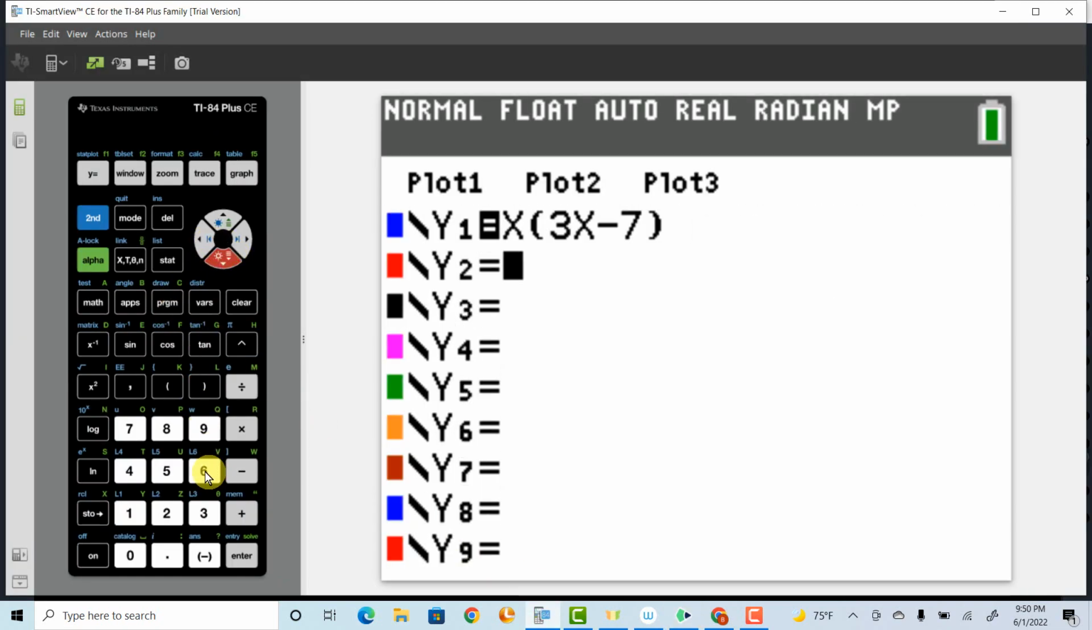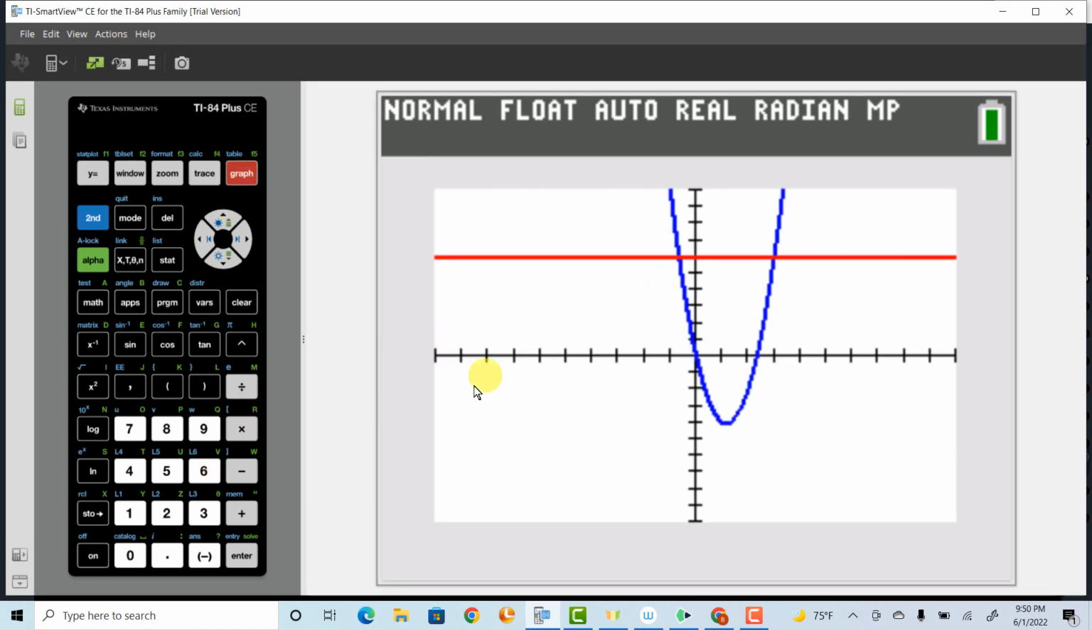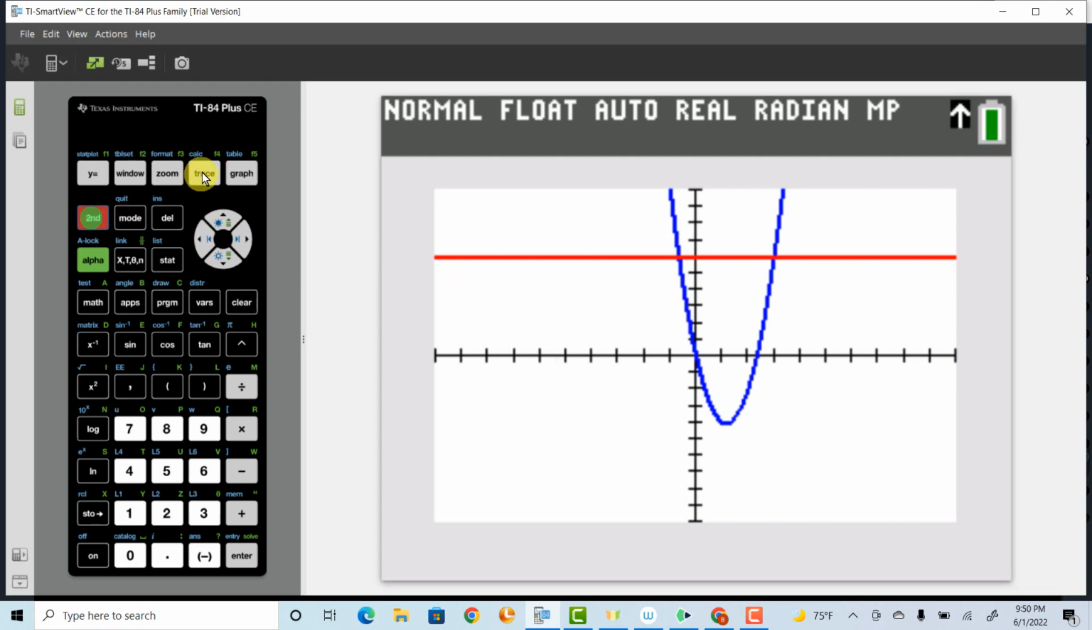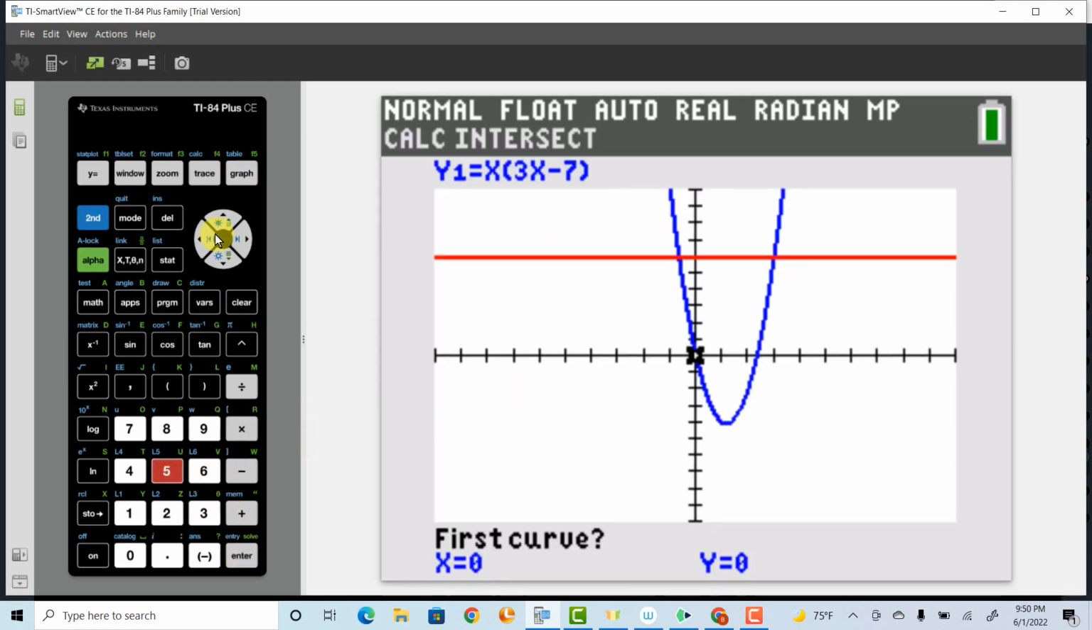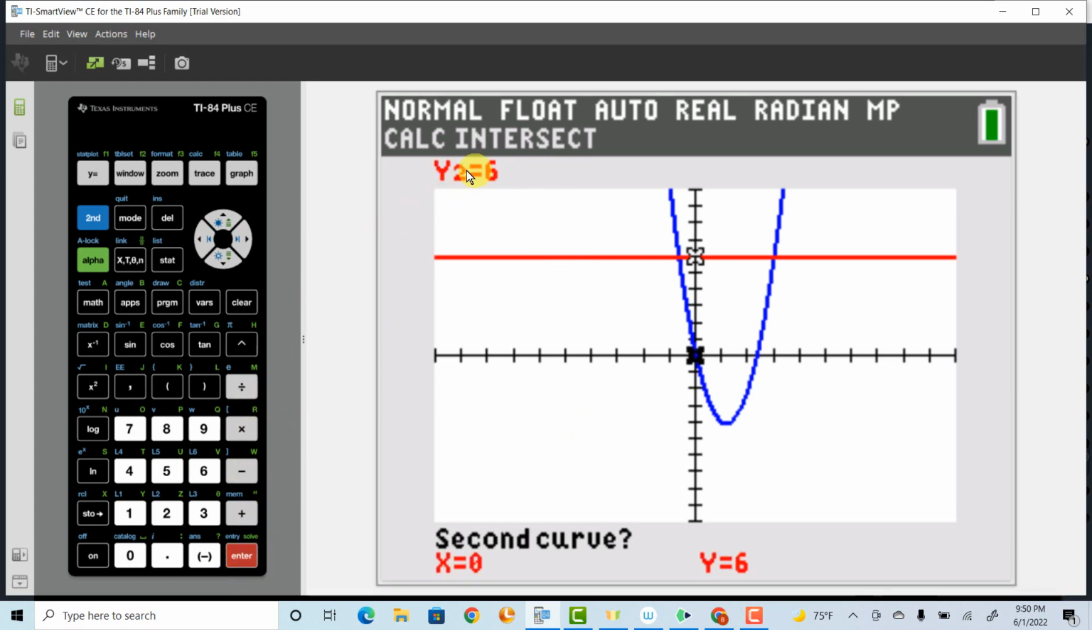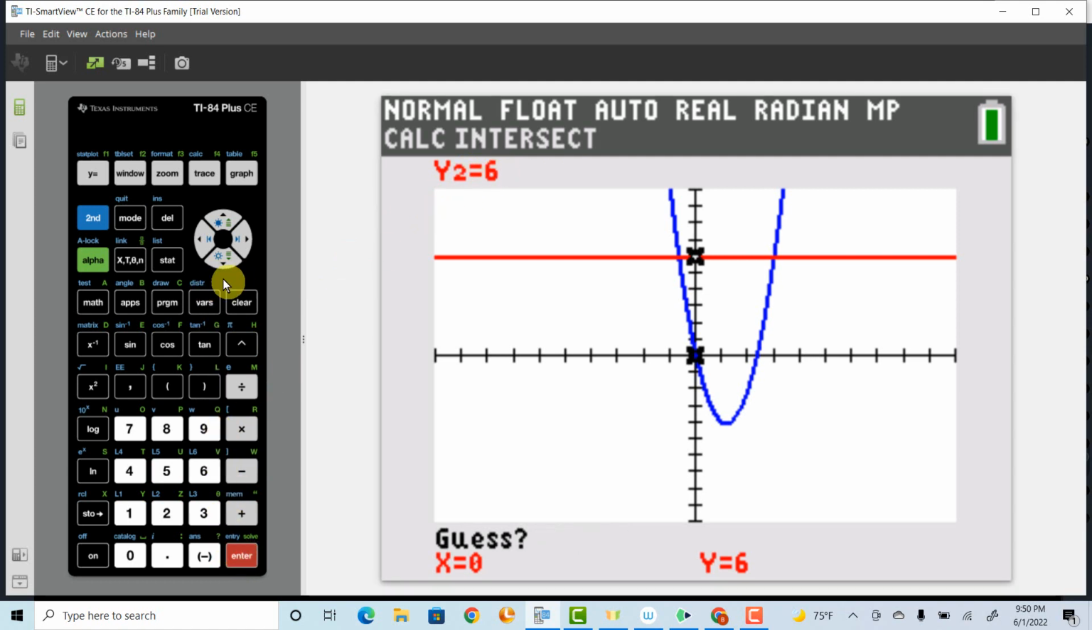So in y2 we'll put 6. We're going to graph it. Okay, so now I need to calculate these 2 points of intersection. So we'll do calculate number 5, intersect. Right, it wants the first curve and it's already defaulting there. So we'll press enter. In the second curve, it defaulted to the second curve, so we'll press enter. And now it wants a guess. So I'll just move it closer to one of the points and press enter.